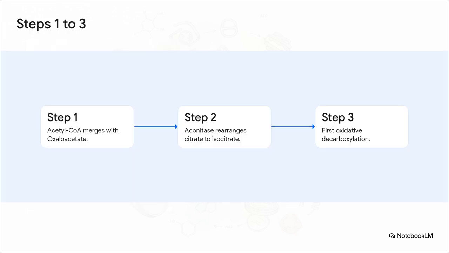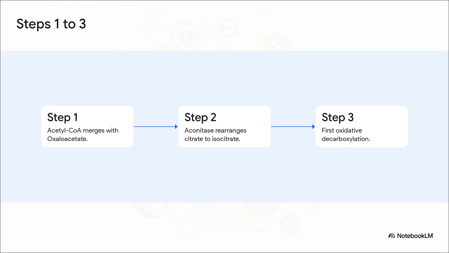Let's move to the beginning and see how this builds, starting with step 1. Our fuel molecule, acetyl-CoA, merges with a resident molecule called oxaloacetate. This whole meetup is catalyzed by a key regulatory enzyme called citrate synthase. Now, citrate synthase is tightly controlled by the body. It's actually inhibited if there's already way too much ATP, NADH, or succinyl-CoA floating around.